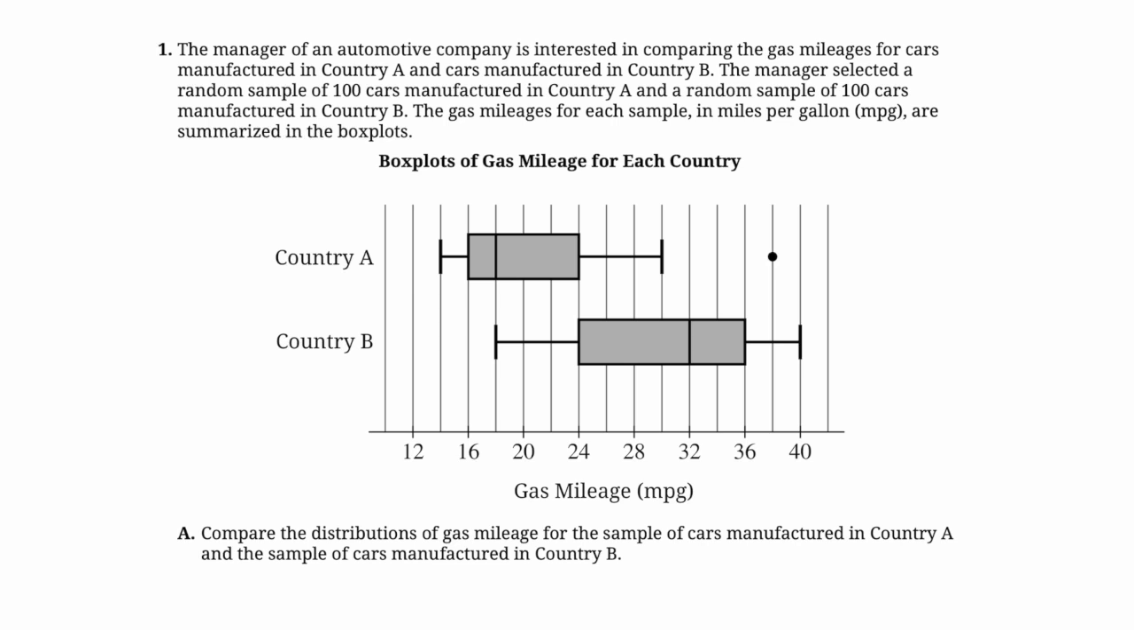Now let's look at the outlier and the center of the distribution. If you look at country A, you can see there is an outlier at 38, and the center of the distribution for country A is at 18 miles per gallon. And for country B, there are no outliers, and the center is at 32 miles per gallon.